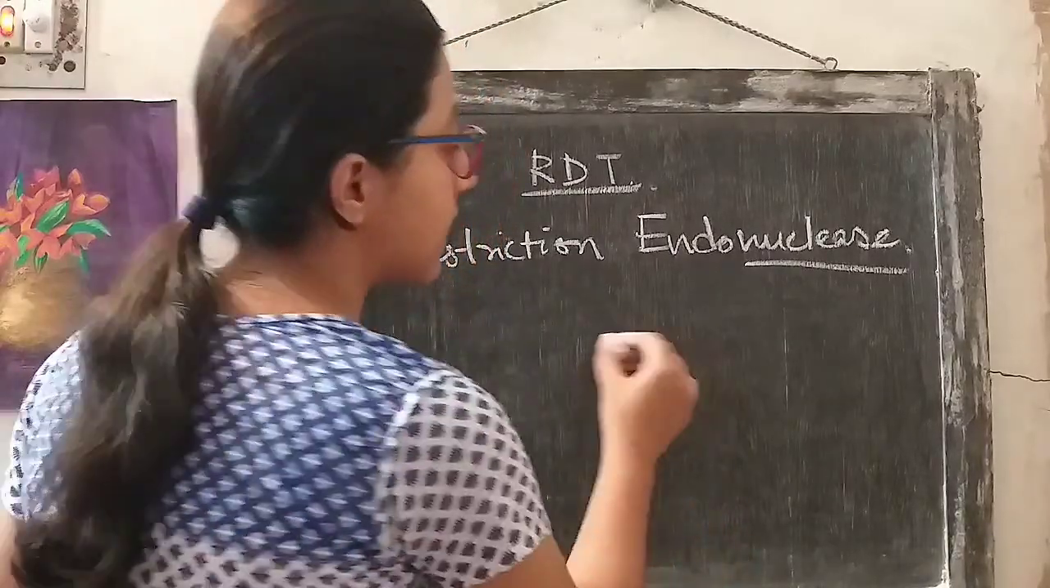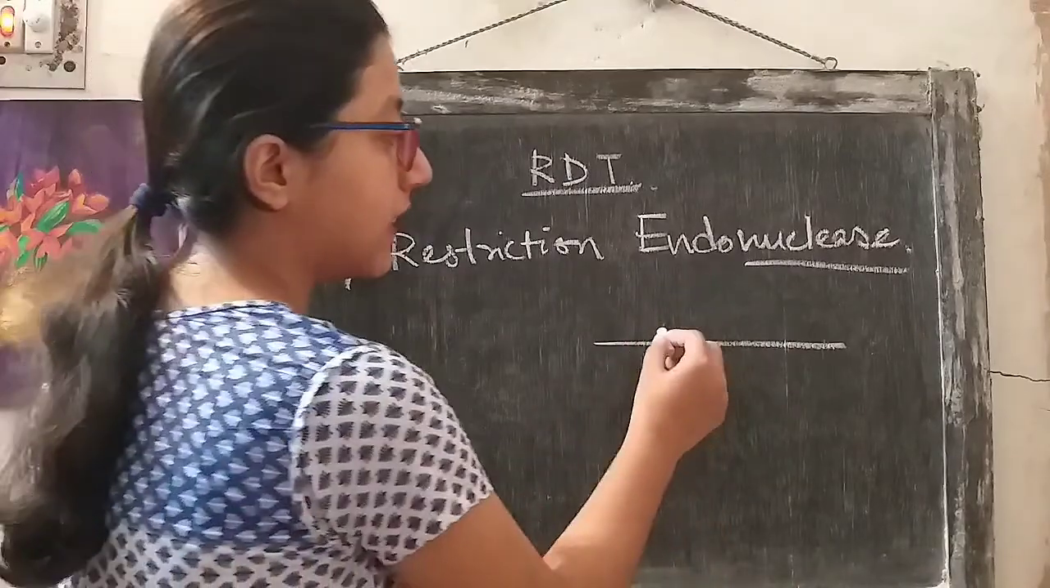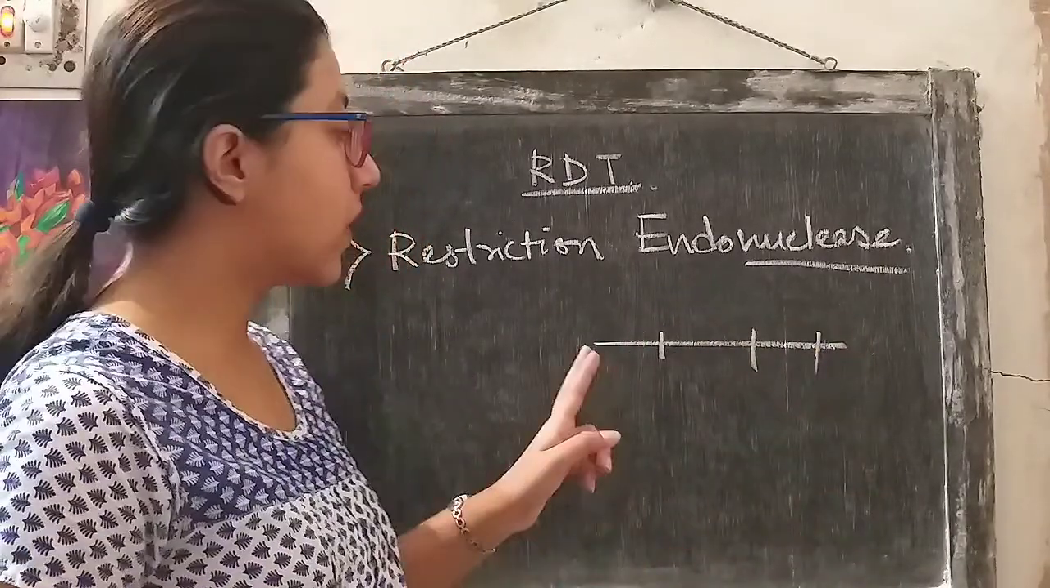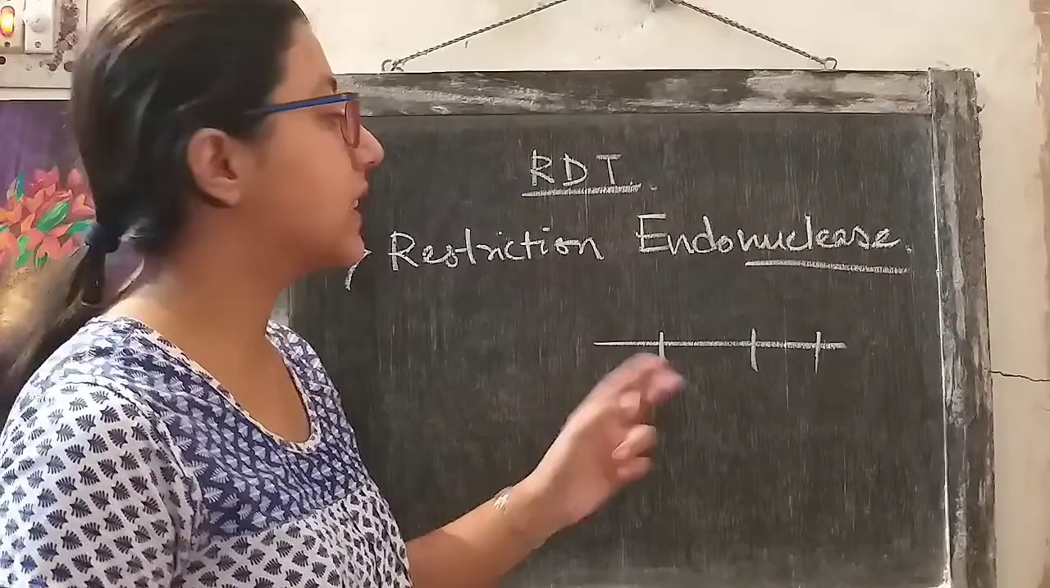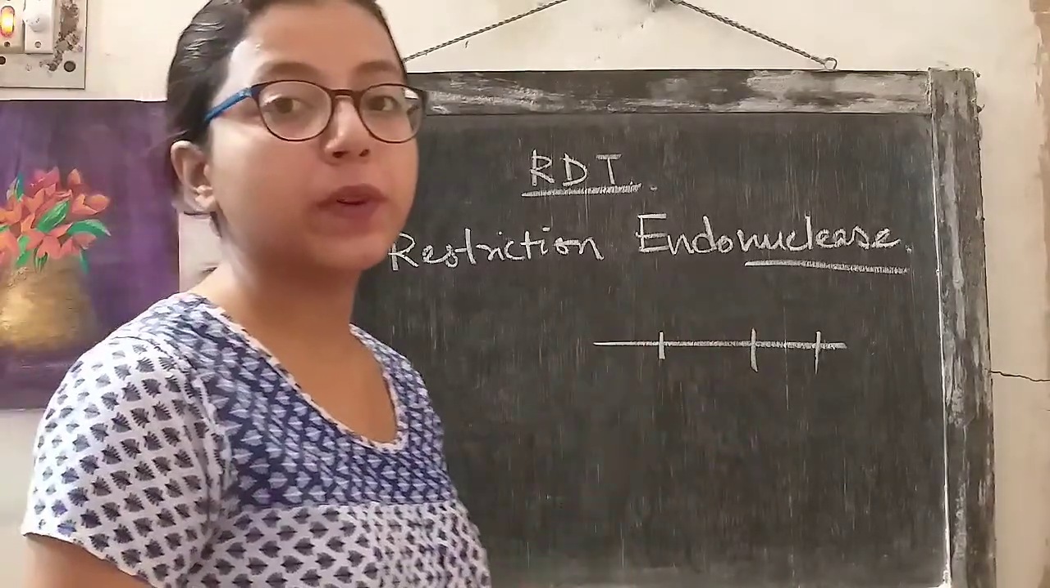So suppose this is a DNA. So this endonuclease will cut the DNA in the inside positions. They will not cut at the end of the DNA. They will cut in interior positions. That is why they are called endonuclease.